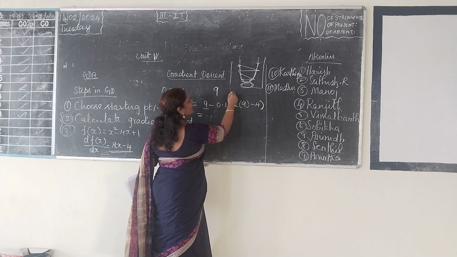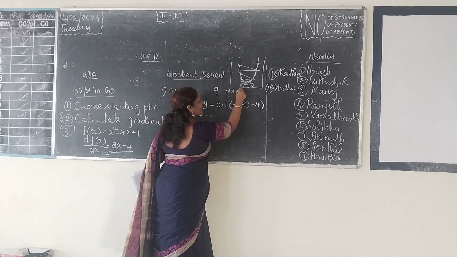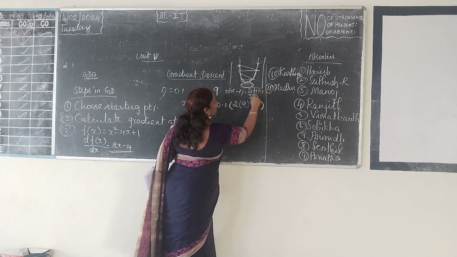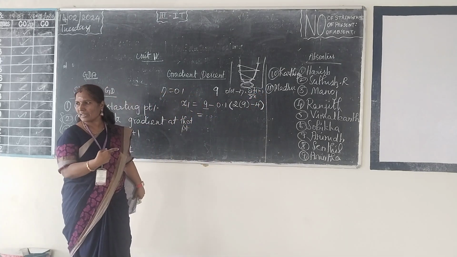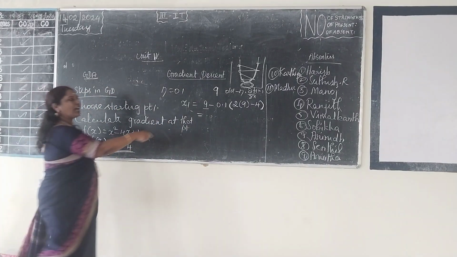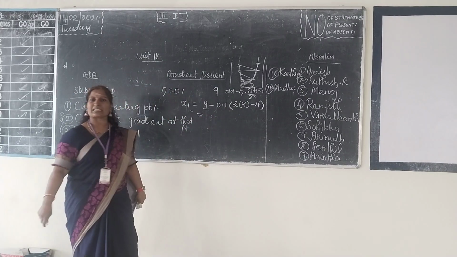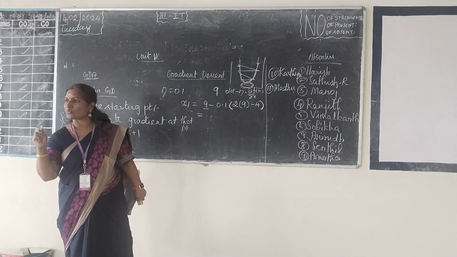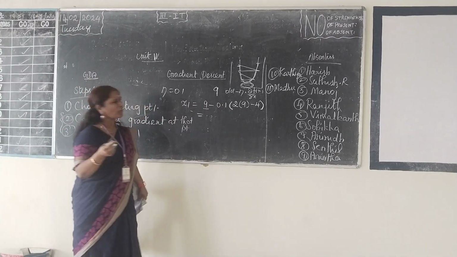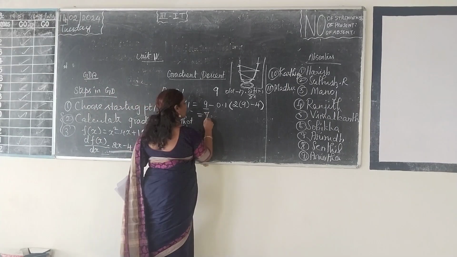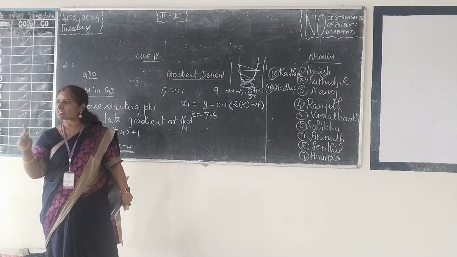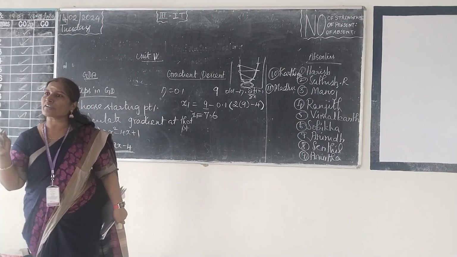How do I apply it here? Old value minus eta into dou f of x by dou x. That is the formula, right? I have already done the derivative, which I got as 2x minus 4. I am applying it here. What is the value you are getting with the learning rate 0.1? It is 7.6 for the first iteration. This is for the first epoch with the learning rate 0.1.